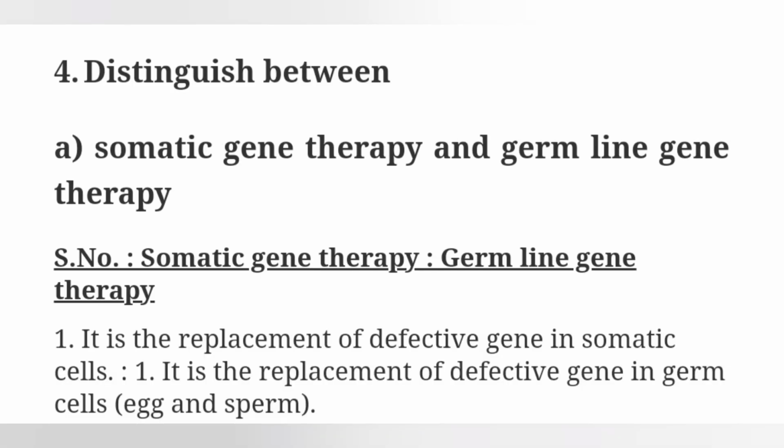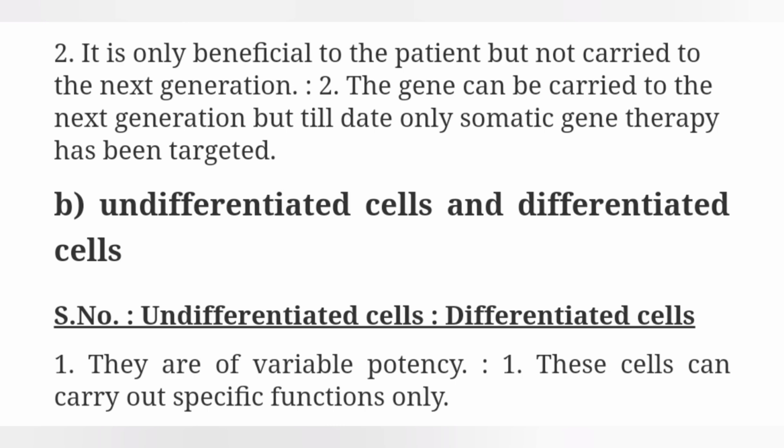Fourth one, distinguish between option A, somatic gene therapy and germline gene therapy. Somatic gene therapy, germline gene therapy. First point, it is the replacement of defective gene in a somatic cell. For germline gene therapy, it is the replacement of defective gene in germ cells, egg and sperm. Second point, it is only beneficial to the patient but not carried to the next generation. For this side, second point, the gene can be carried to the next generation, but till date only somatic gene therapy has been targeted.